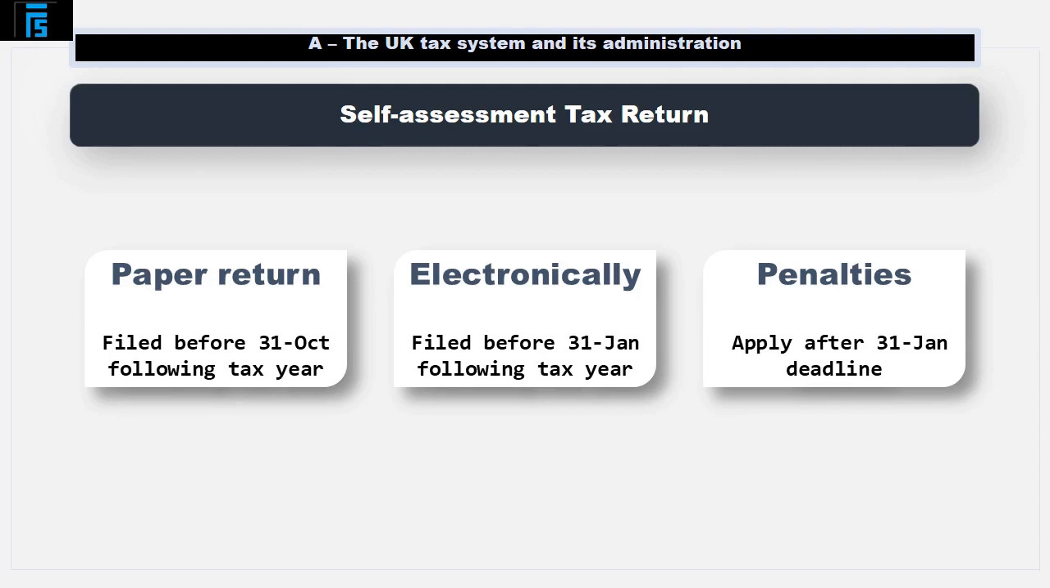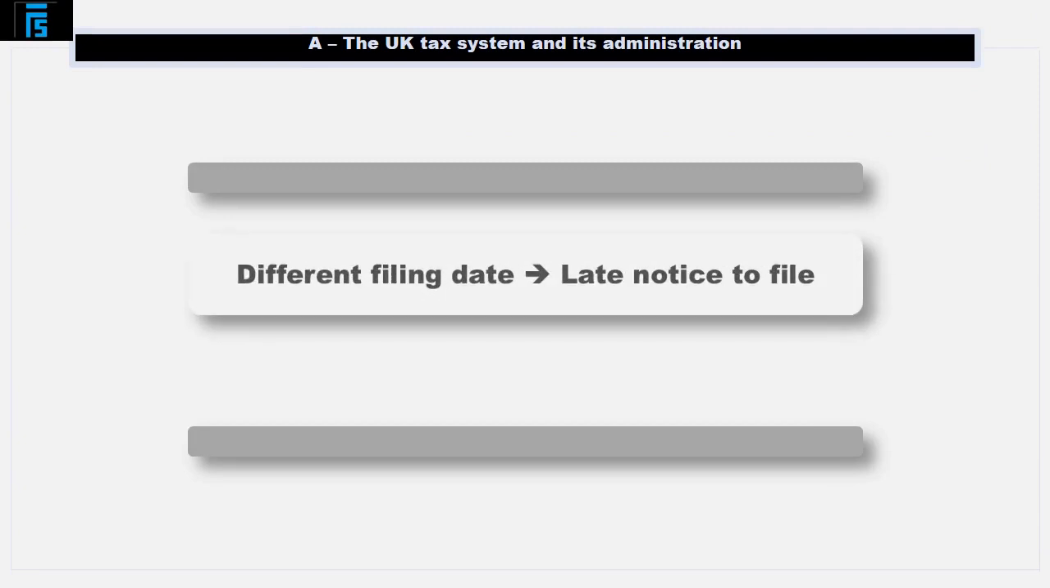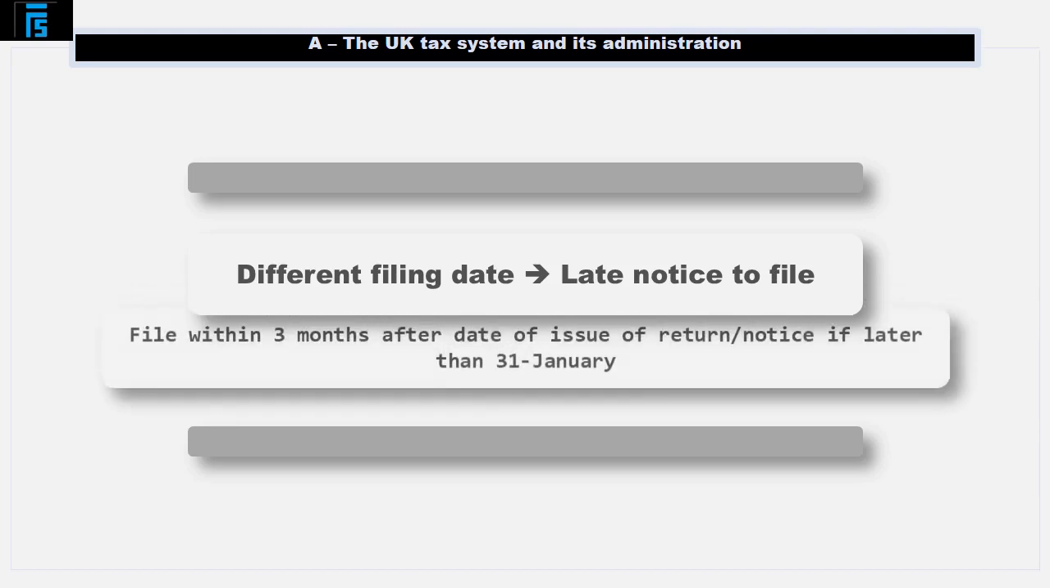There are situations where the taxpayer has a different filing date, mainly where a notice to file is issued to them late. The online return can be filed within 3 months of the date of issue of the return or notice if this is later than the following 31st of January.